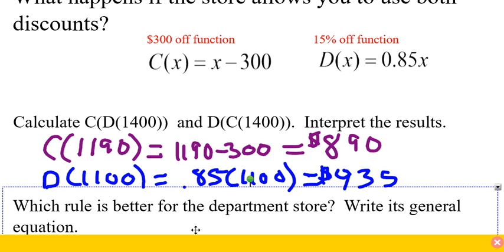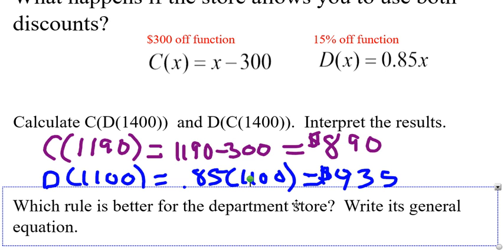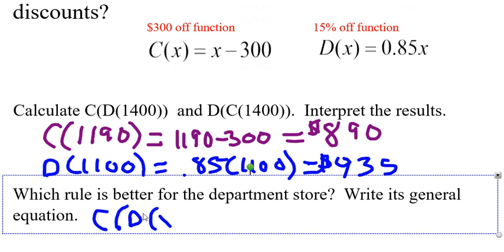So here you are going to write this as a general equation. So we want to come up with this equation for them. So instead of writing C of D of 1,400, let's put these in. So I want to do C of, which is the better rule? So C of D of X. That is the better rule. Oh, for the department store. Sorry, I'm thinking business-wise.